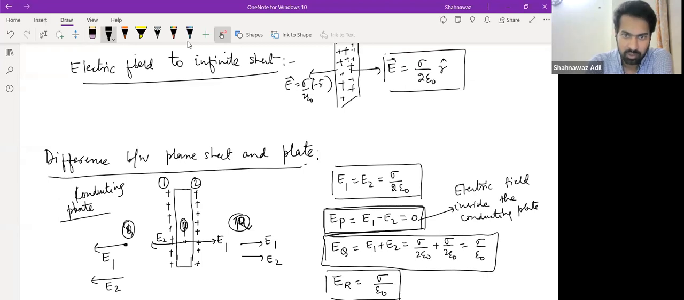Okay. So now we will use this property again and again, that the electric field inside this conducting plate is 0. So just remember this property.